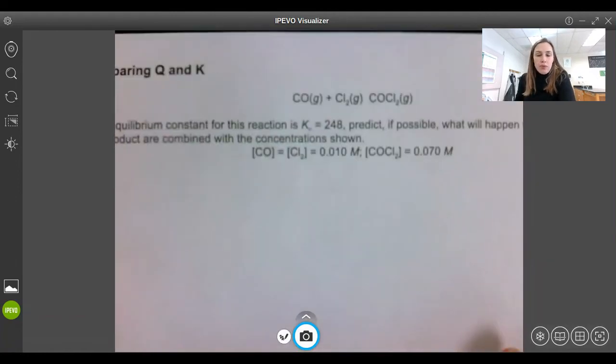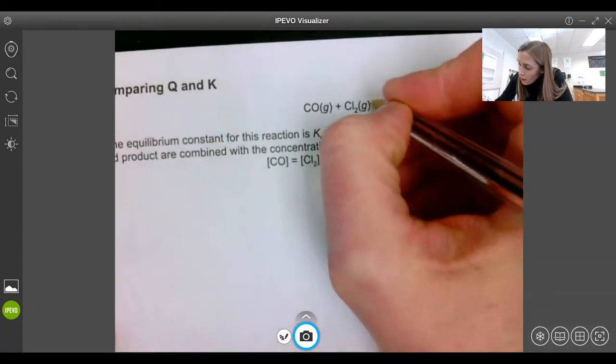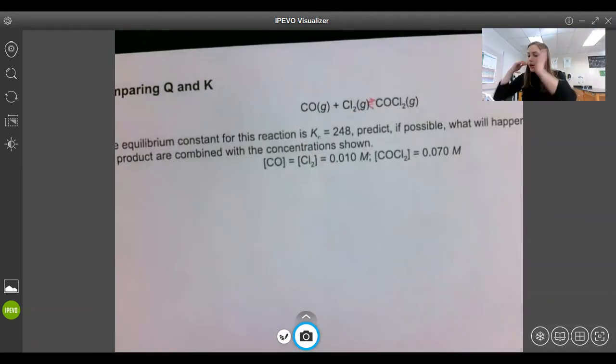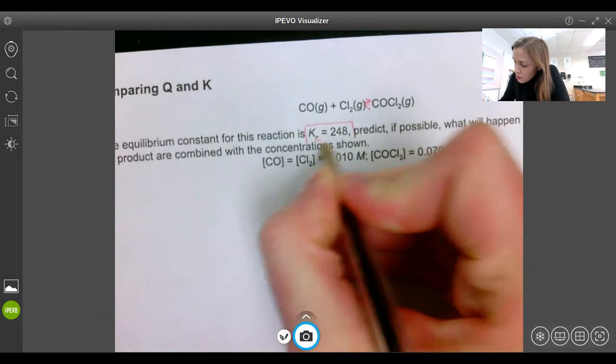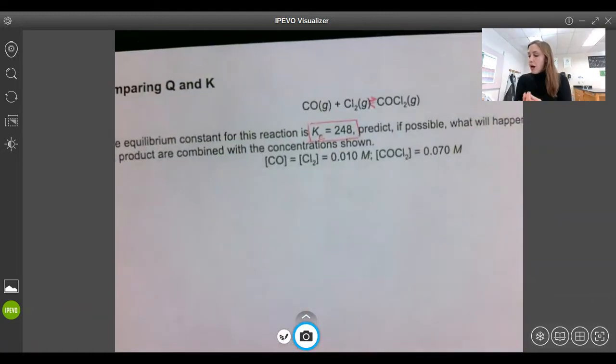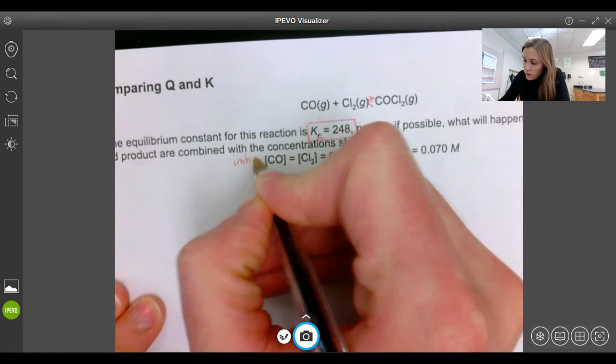So the newer part from today that I wanted to go over is just comparing Q to K and then how we convert between KC and KP. So in this question, it says if the equilibrium constant for this, and this is KC, is 248, predict if possible what will happen when the reactants and the product are combined at the concentration shown. So essentially, think of these as your initial concentrations.